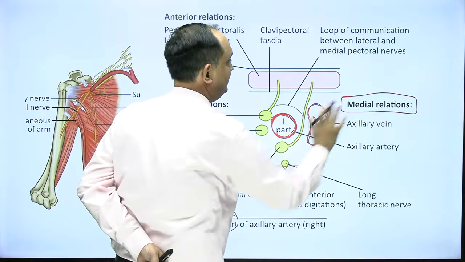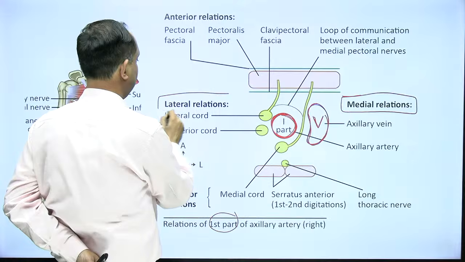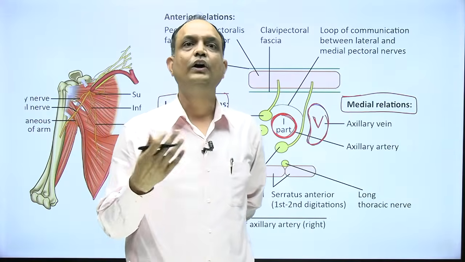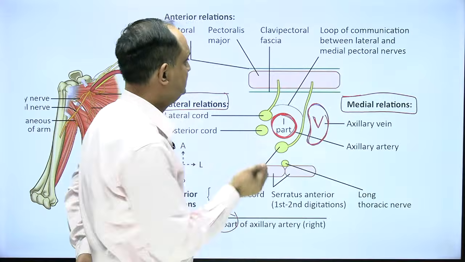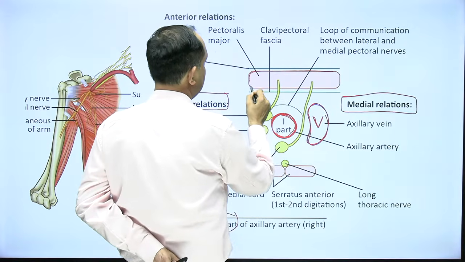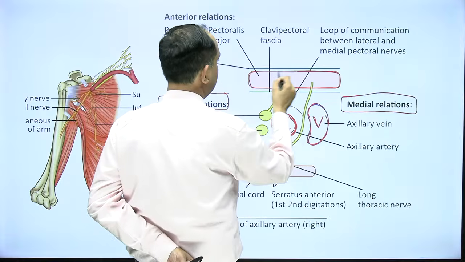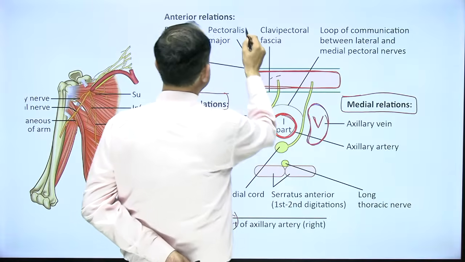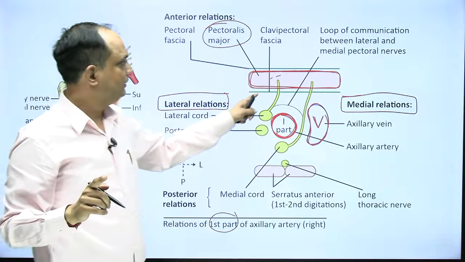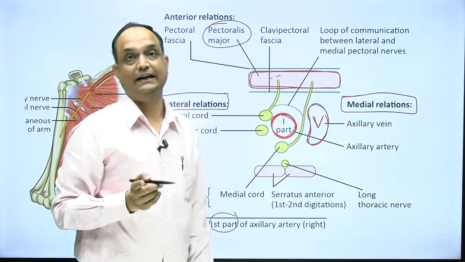So this is our medial side. So automatically this will become our lateral side. Clear? Now, what is the anterior relation of the first part? Anteriorly, you will have the skin and pectoralis major. So this is the pectoralis major. Now this pectoralis major is anteriorly. You are not going to draw minor, because if you are drawing minor, that means you are drawing the second part.